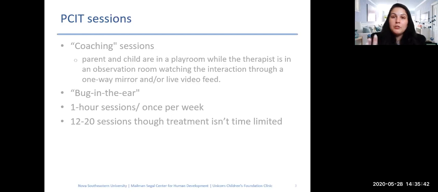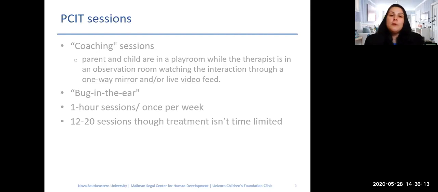So the parent and the child are in the playroom while the therapist is in an observation room, and they're watching that interaction either through that one-way mirror or even sometimes a live video feed. And what's happening in these sessions traditionally is you'll have the parent in the room with the child, and they'll have what we call a bug in the ear, which is like a tiny little earpiece, where I, as the therapist on the other side, am coaching the parent as to what to say and what to do, and they are following along my instruction.